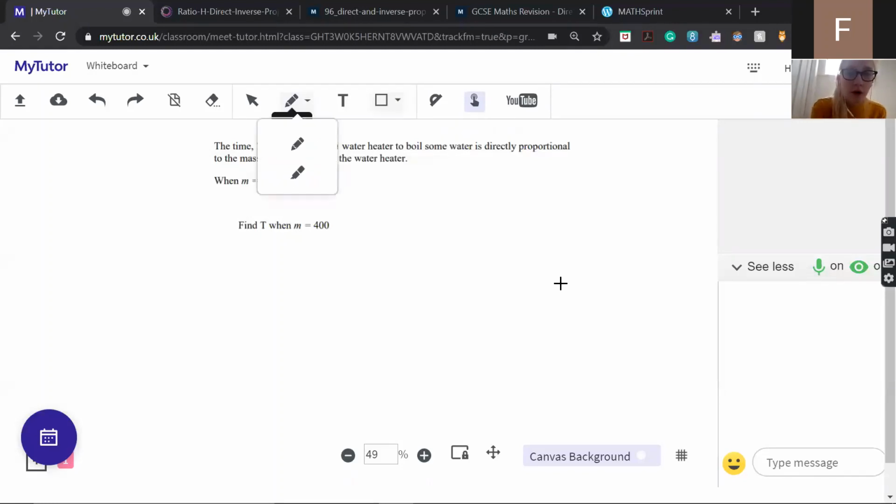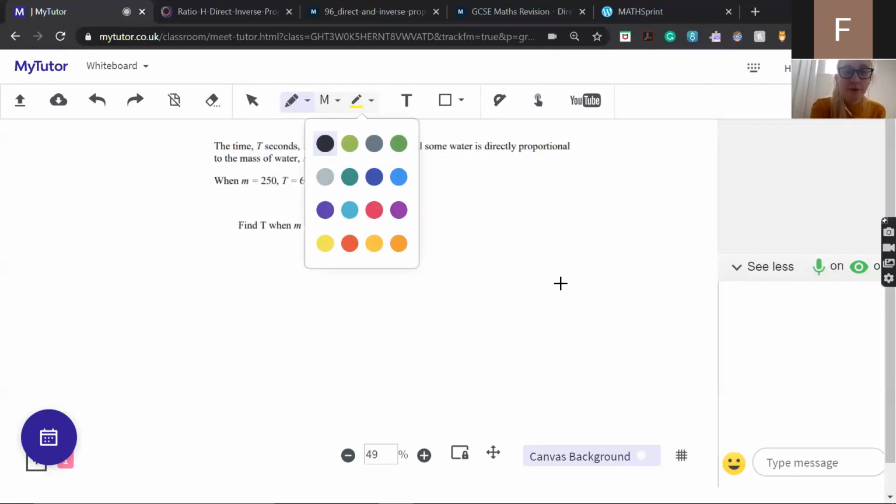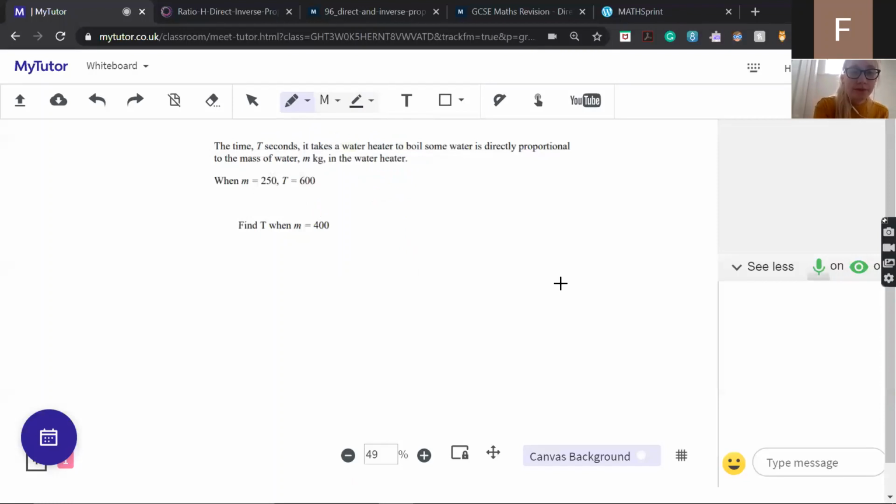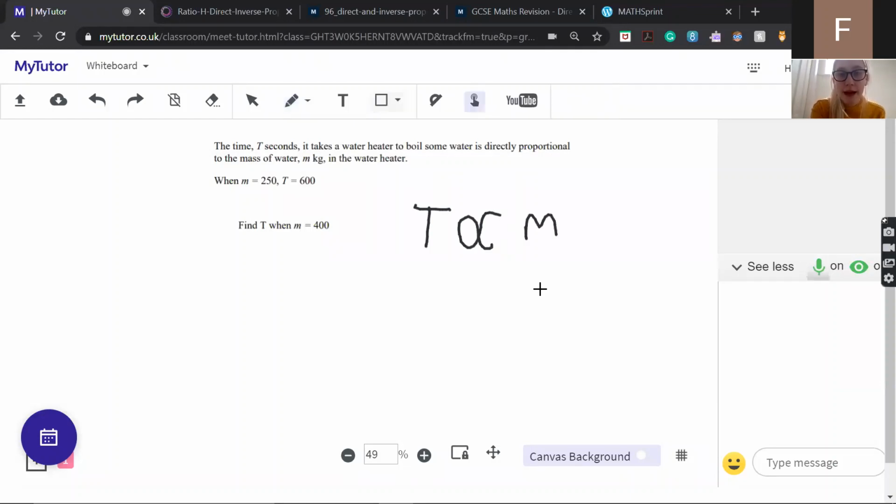So what we say is that T is directly proportional to M. Now this, if you might remember it from last week, I call it the funny fish sign. It just means is directly proportional to, or is proportional to. I don't know, it's just how we write it. I don't know why, but it is. But this just kind of gets in my head, what is proportional to what?